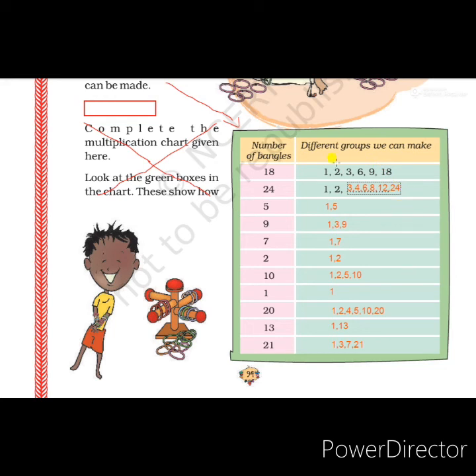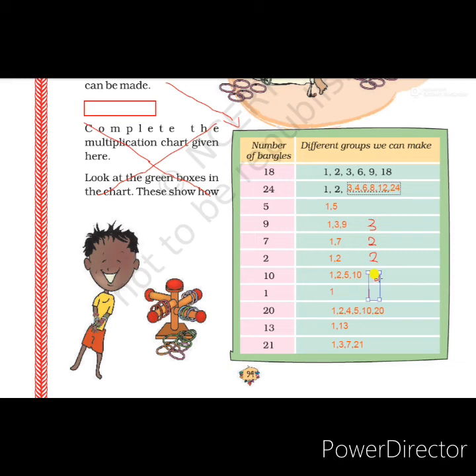1 2 3 4 5 6 7 8, 8 factors. 5 has 2 factors, 1 and 5. 9 has 3 factors, 1 3 9. 7 has 1 and 7, 2 factors only. 2 has 1 and 2, 2 factors. 10 has 4 factors, 1 2 5 10. 1 has only 1 factor, so it is a unique number, a special number.